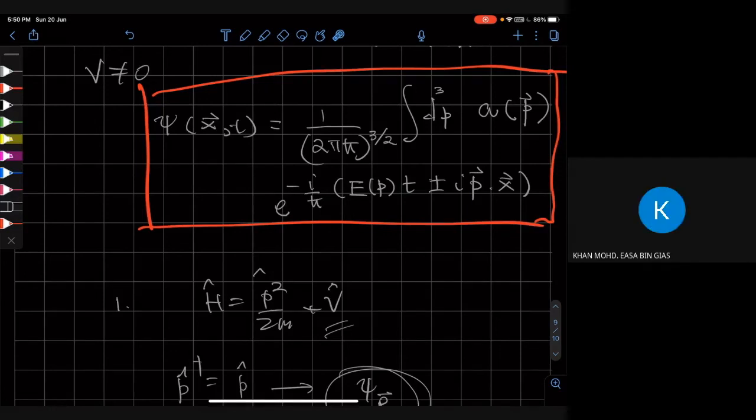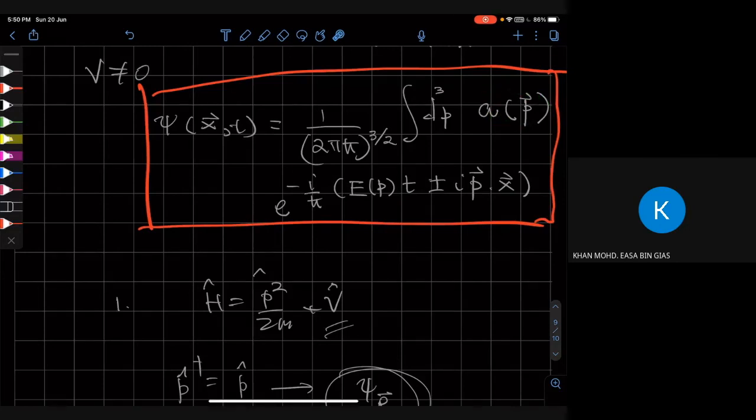And so, the 1 over 2 pi h bar to the power 3/2, is this normalization factor valid? Yeah, this is a convention, and to motivate this, we have to actually look in more detail at Fourier transform properties. But the interesting thing is that these are not assumed to be normalizable, but this is. So that means that we have to put certain constraints on these things.